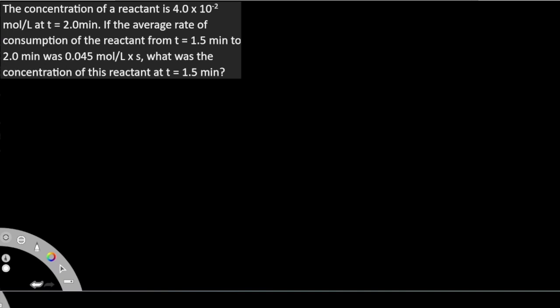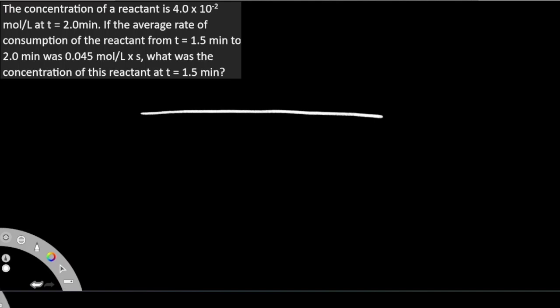Concentration of a reactant is that many moles per liter at 2 minutes. If the average rate of consumption of the reactant from 1.5 minutes to 2 minutes was that rate, what was the concentration of this reactant at 1.5 minutes? There are a lot of different points of time involved. So what could we do? We should make a little timeline here to make it easier for us.